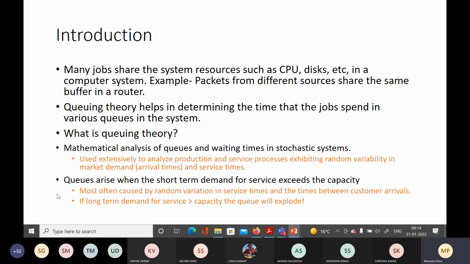Most often this creation of queues is caused by random variation in service times and the times between customer arrivals. We'll see how it is happening. And if there is a long-term demand for a service that is greater than the capacity, then the queue will explode. That means too many people will be waiting in the queue and it will get out of its capacity.